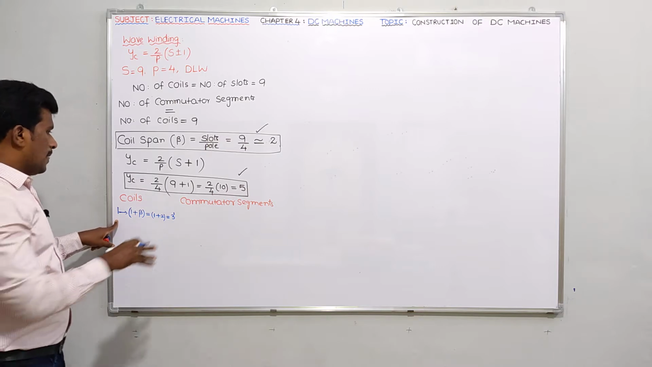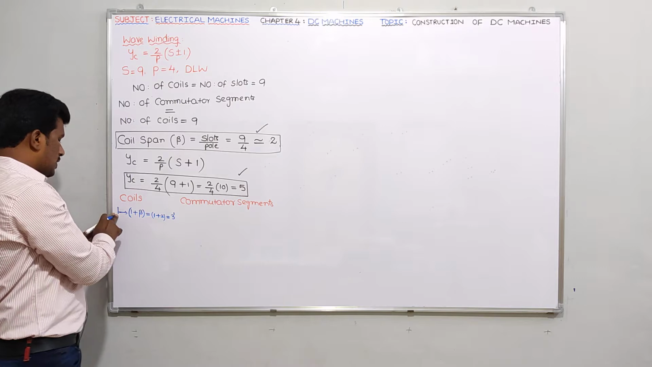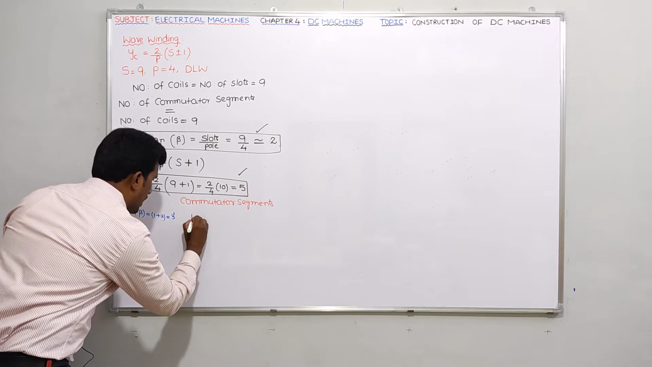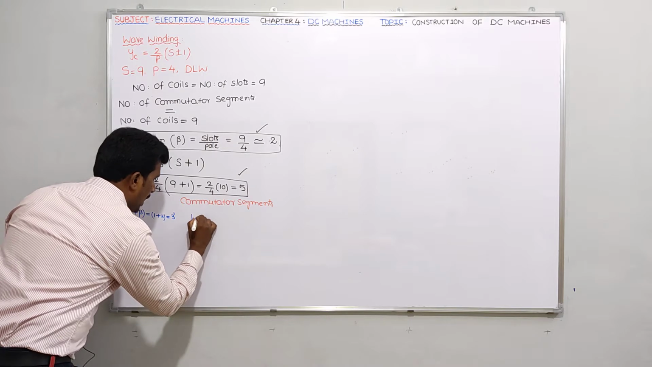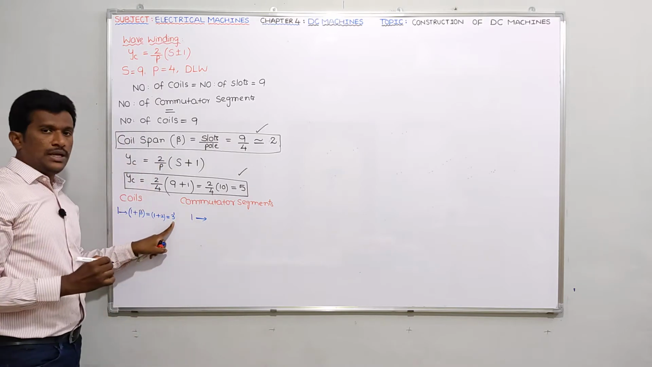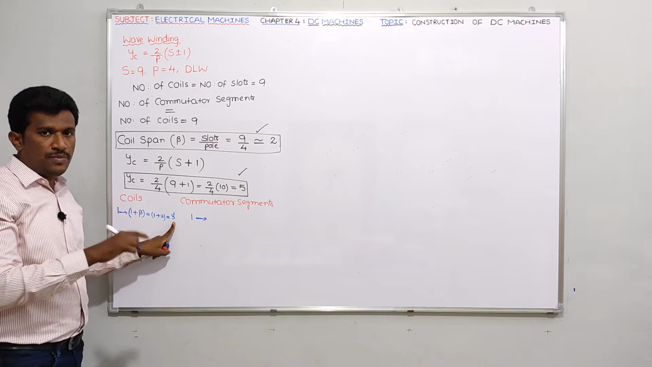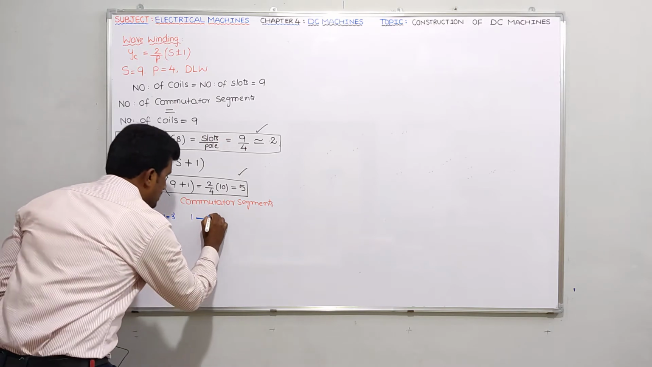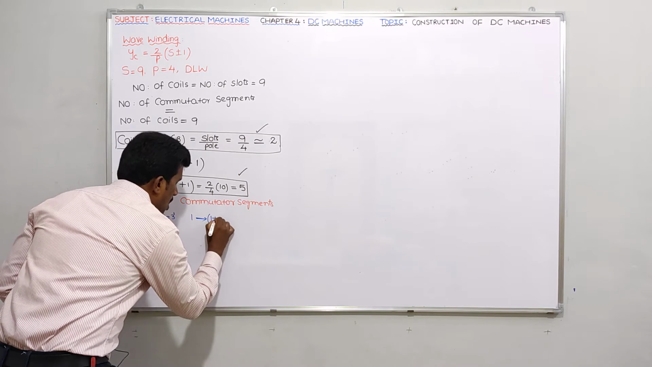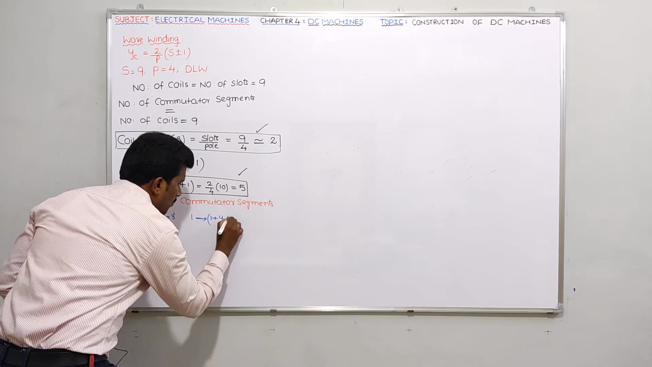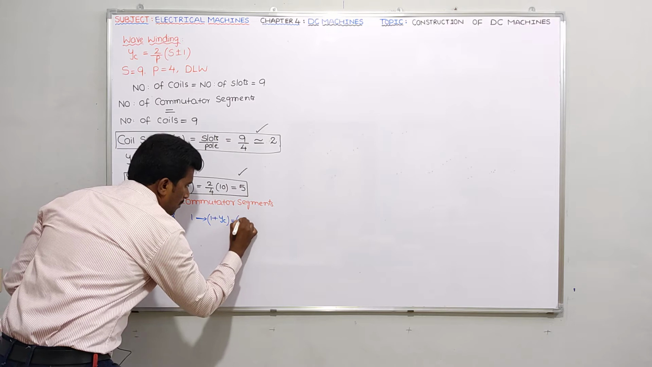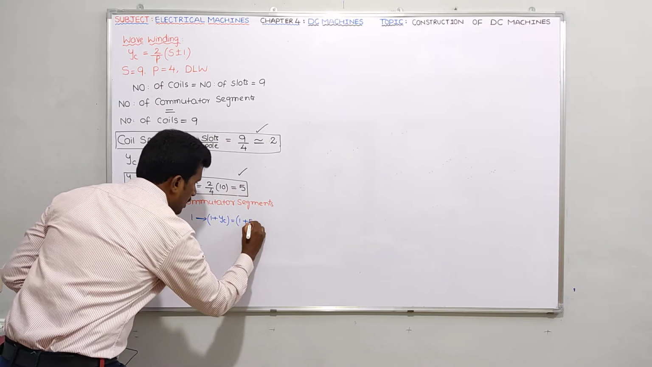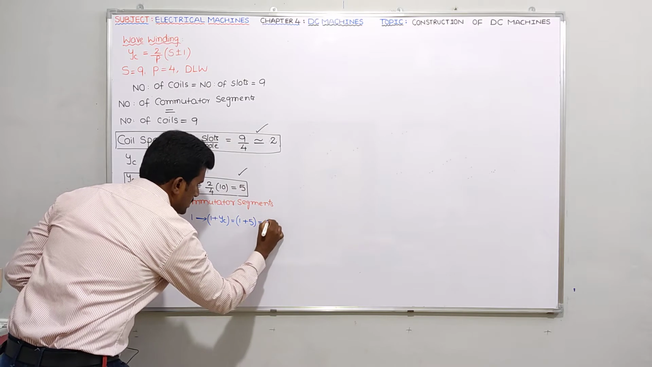And see guys, here the complete segments. Suppose slot 1 top conductor is connected to segment number 1, and tell me, slot number 3 bottom conductor, that is 3 dash, will be connected to which segment? That you have to find out. So how can you get this? Very simple: 1 plus the commutator pitch YC. What is the value of YC here? 5. 1 plus 5, I can say 6.